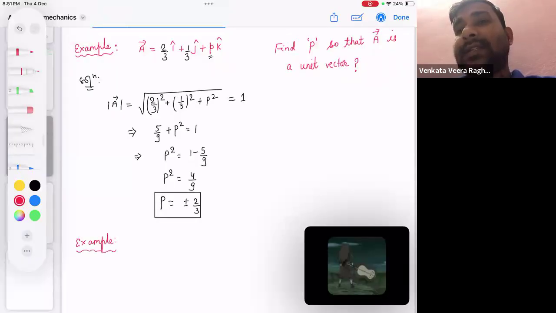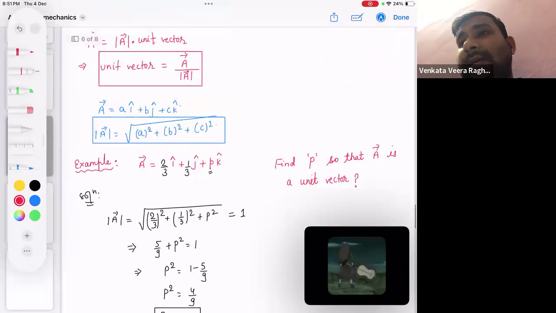Let's see the next part. Next, one last example. Let's do it. After that, we'll see how to take the component.